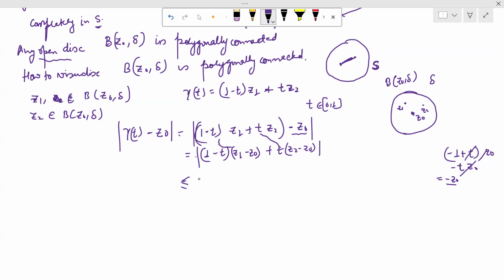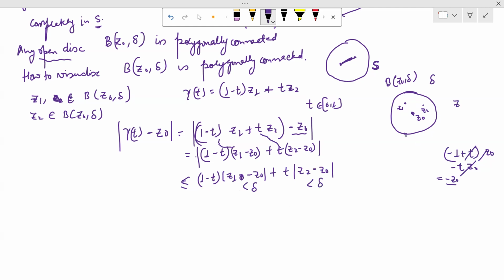So this will be less than or equal to (1 minus t) times modulus of z1 minus z0 plus t times modulus of z2 minus z0. Whether you take the modulus or not of 1 minus t is fine, because t lies between 0 and 1, so in any way 1 minus t would be positive or 0. Is that fine? Now, z1 and z2 are what points? They lie inside this disk. So obviously this will be less than del and this will also be less than del.